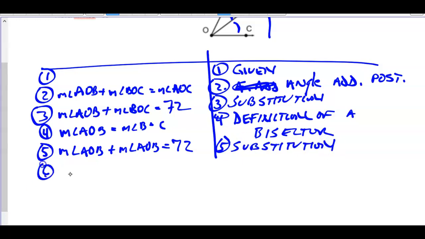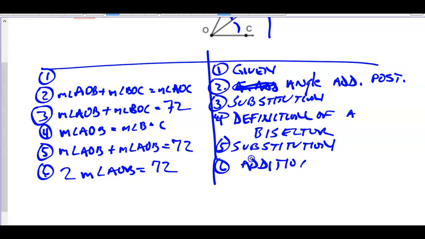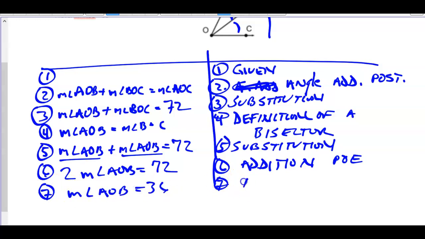Now we just do some algebra. Two measures of angle AOB is equal to 72. That's called addition. You guys sure aren't used to adding two things that aren't like an x and an x. That's 2x, that's easy. But you know, this and this are the same thing. So when we add them, we get two of them. Now I'm going to divide both sides by 2. So I get the measure of angle AOB is equal to 36. And I could say division.